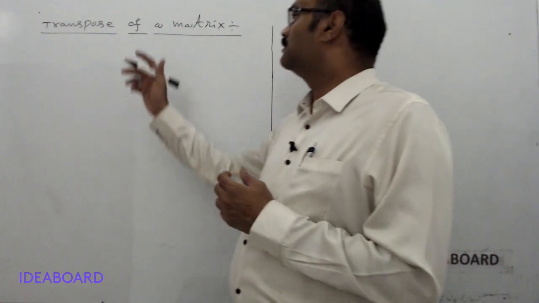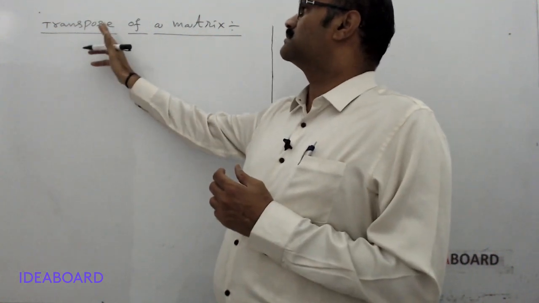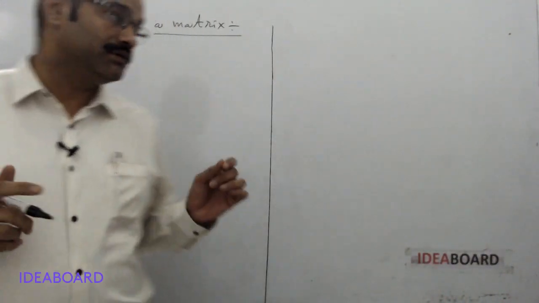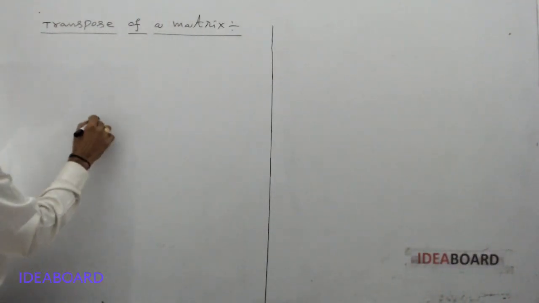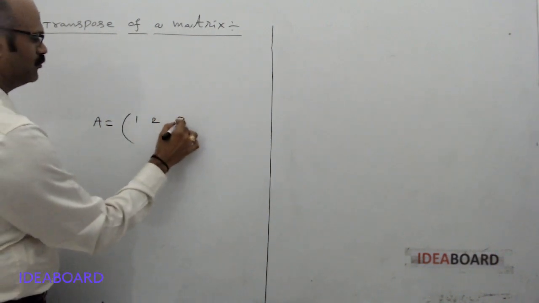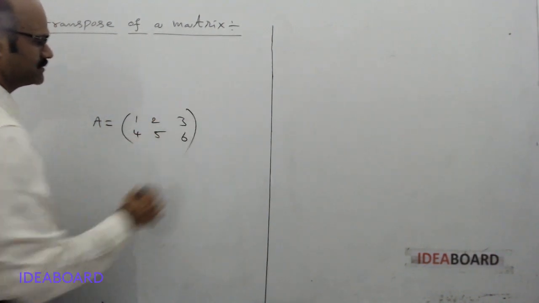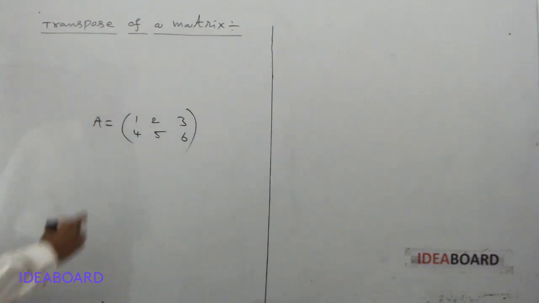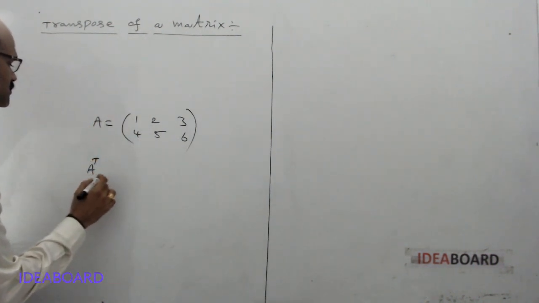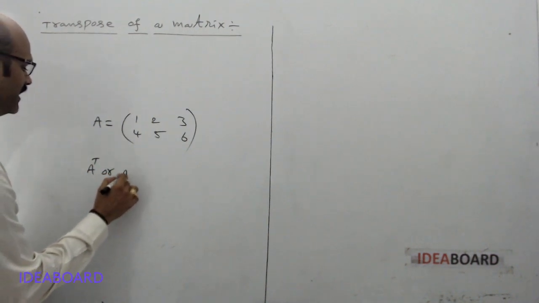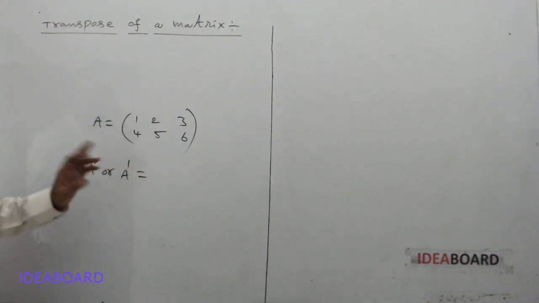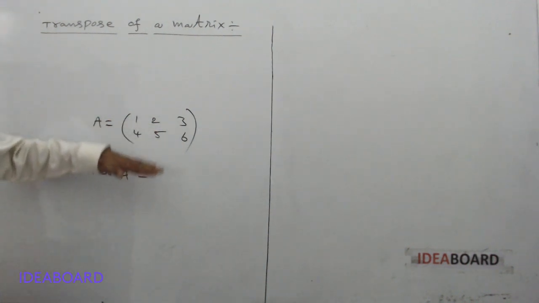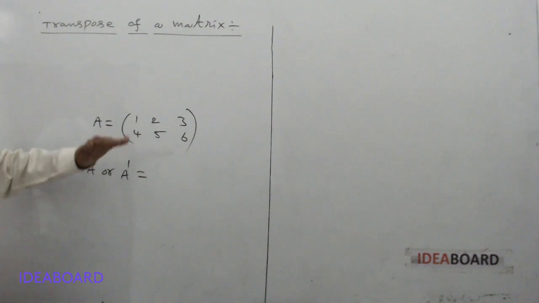Today we are going to discuss the topic transpose of a matrix. Let me take the matrix A equal to 1, 2, 3, 4, 5, 6. The transpose of the matrix is denoted by A transpose or A dash, which is equal to the matrix which is obtained by interchanging the rows into columns.